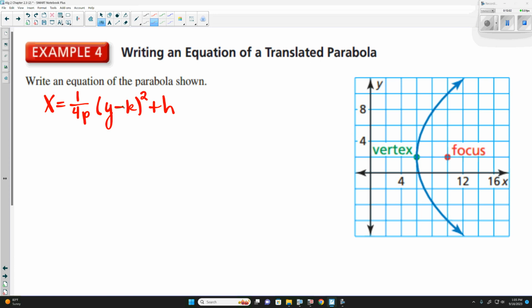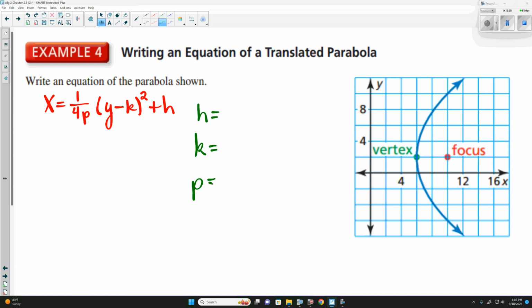And even looking at this equation, the x and y are going to stay put. When we get the equation, x is still going to be on the side by itself, y is still going to be inside the parentheses. But we need to find the values of what? H, k, and p. Because I need the values for h, k, and p. X and y are still going to be there at the end.